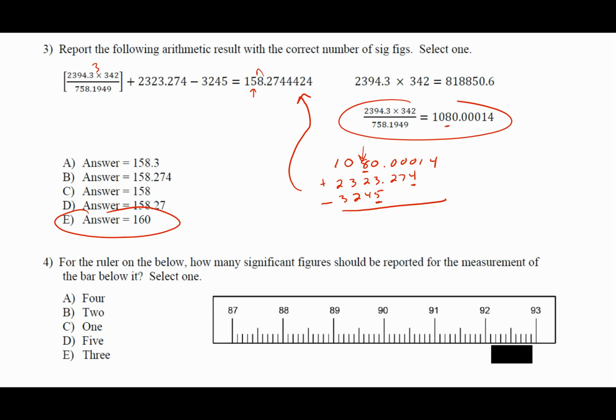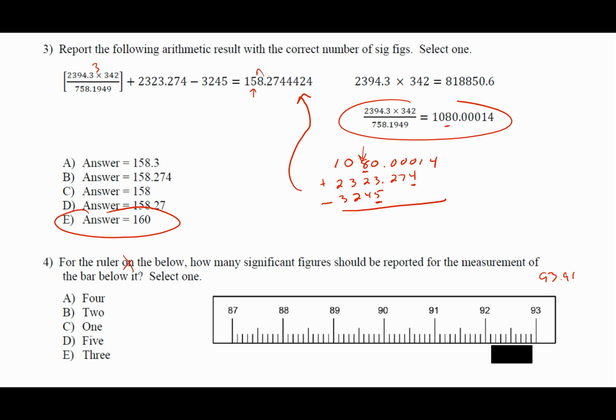For the ruler below, wow, that's good language on my part. How many significant figures should be reported for the measurement of the bar below it? Okay, so we want to measure this bar. How many sig figs will this bar be? Okay, well, let's just do the math. This is going to be 93.9, and then maybe a 1, it looks like.